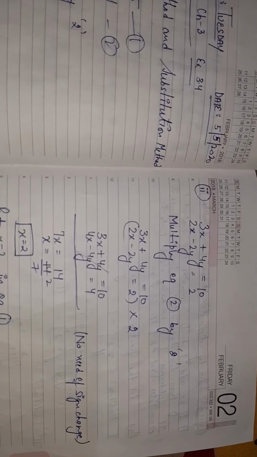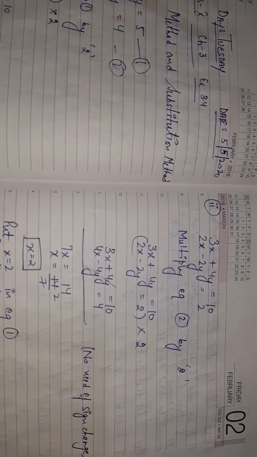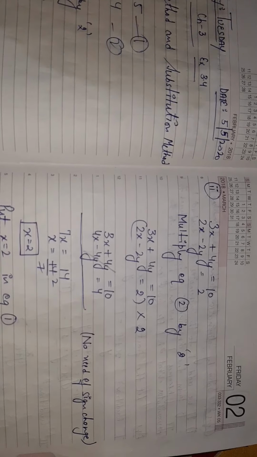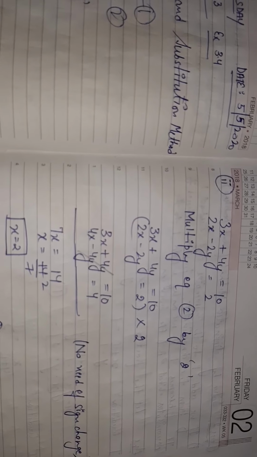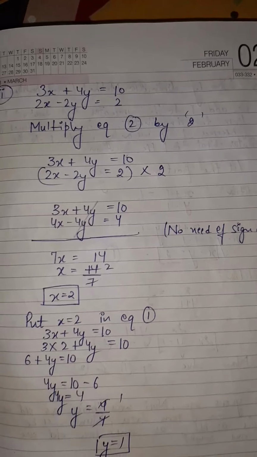See the next question. Next part. You have to solve it by substitution also. Remember. 3x plus 4y is equal to 10. 2x minus 2y is equal to 2.